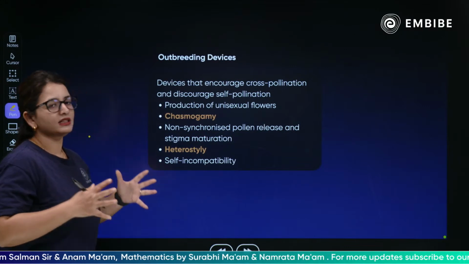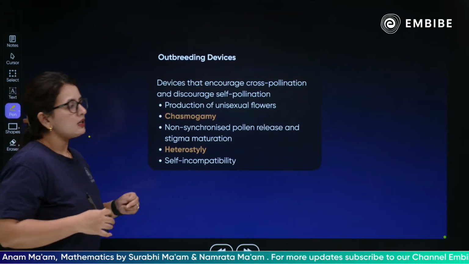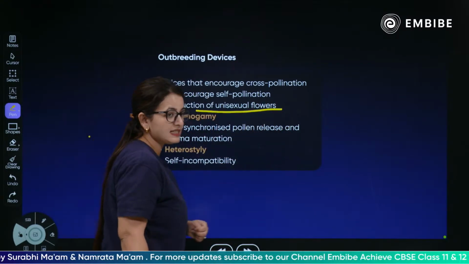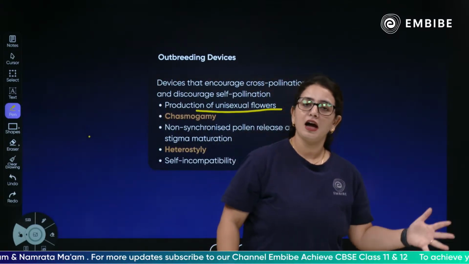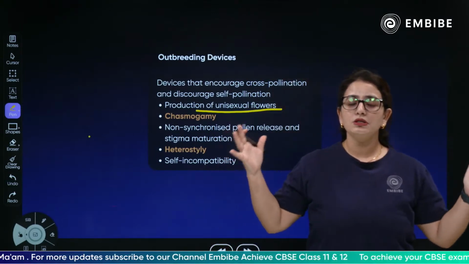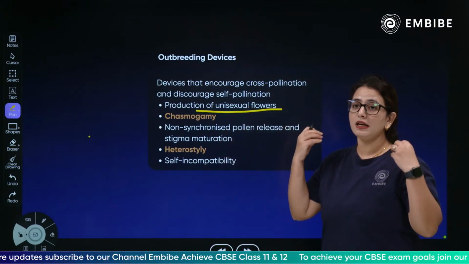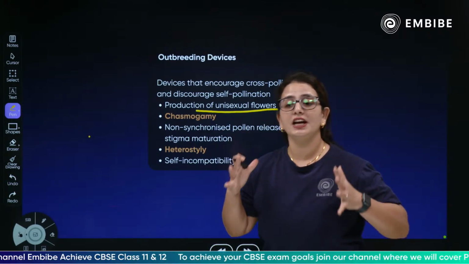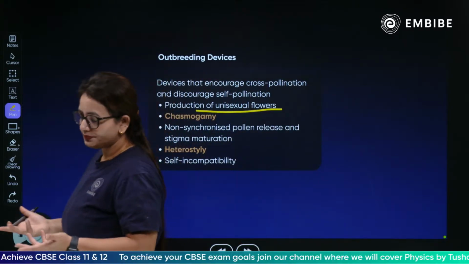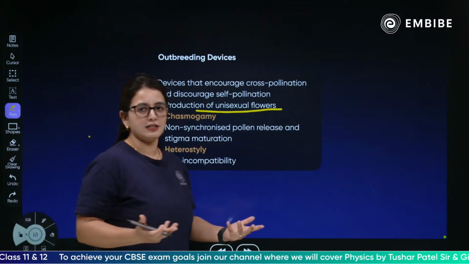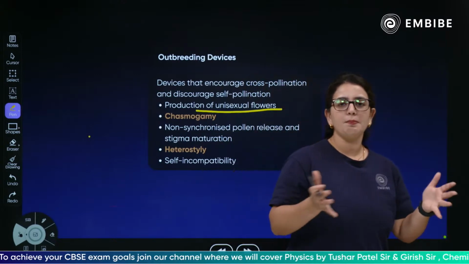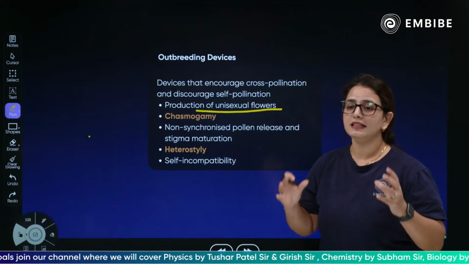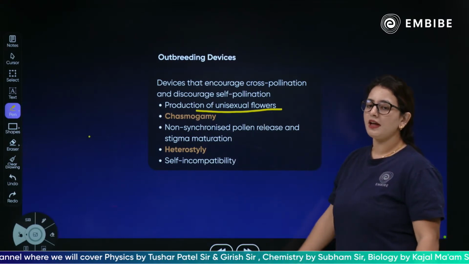The very first thing is the production of unisexual flowers. Having unisexual flowers in the plant is one of the best, actually I would say the only, methods for plants to avoid self-pollination efficiently. When there are no bisexual flowers, and the flowers are unisexual, either male or female, it is going to efficiently avoid self-pollination. Next we have chasmogamy.